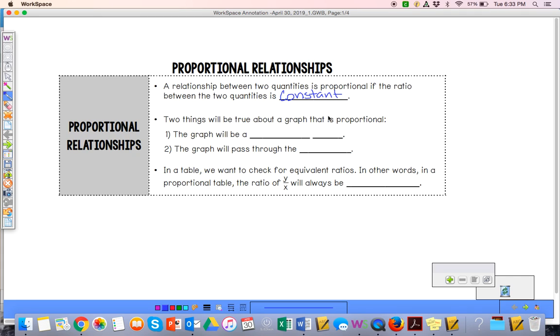So two things will be true about a graph that is proportional. The graph will be a straight line, and the graph will pass through the origin. Okay, so that is point (0, 0). In a table, we want to check for the equivalent ratios. In other words, in a proportional table, the ratio of y to x will always be constant.